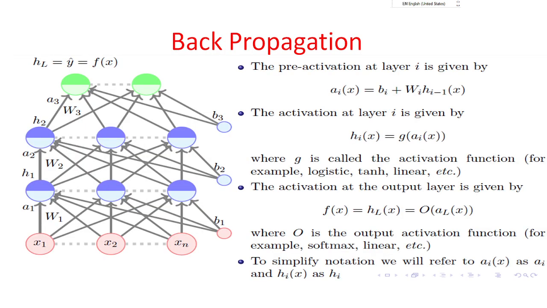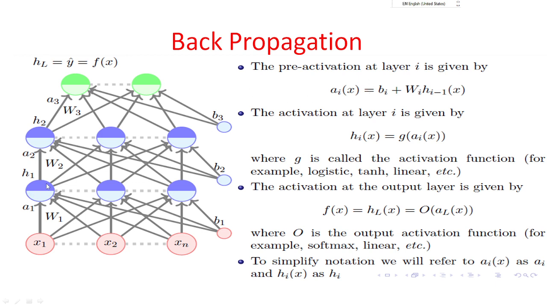First we see the back propagation algorithm. This is a typical neural network. X1, X2, Xn form the input layer. This one forms the first hidden layer, and this one forms the second hidden layer. The green one forms the output layer.